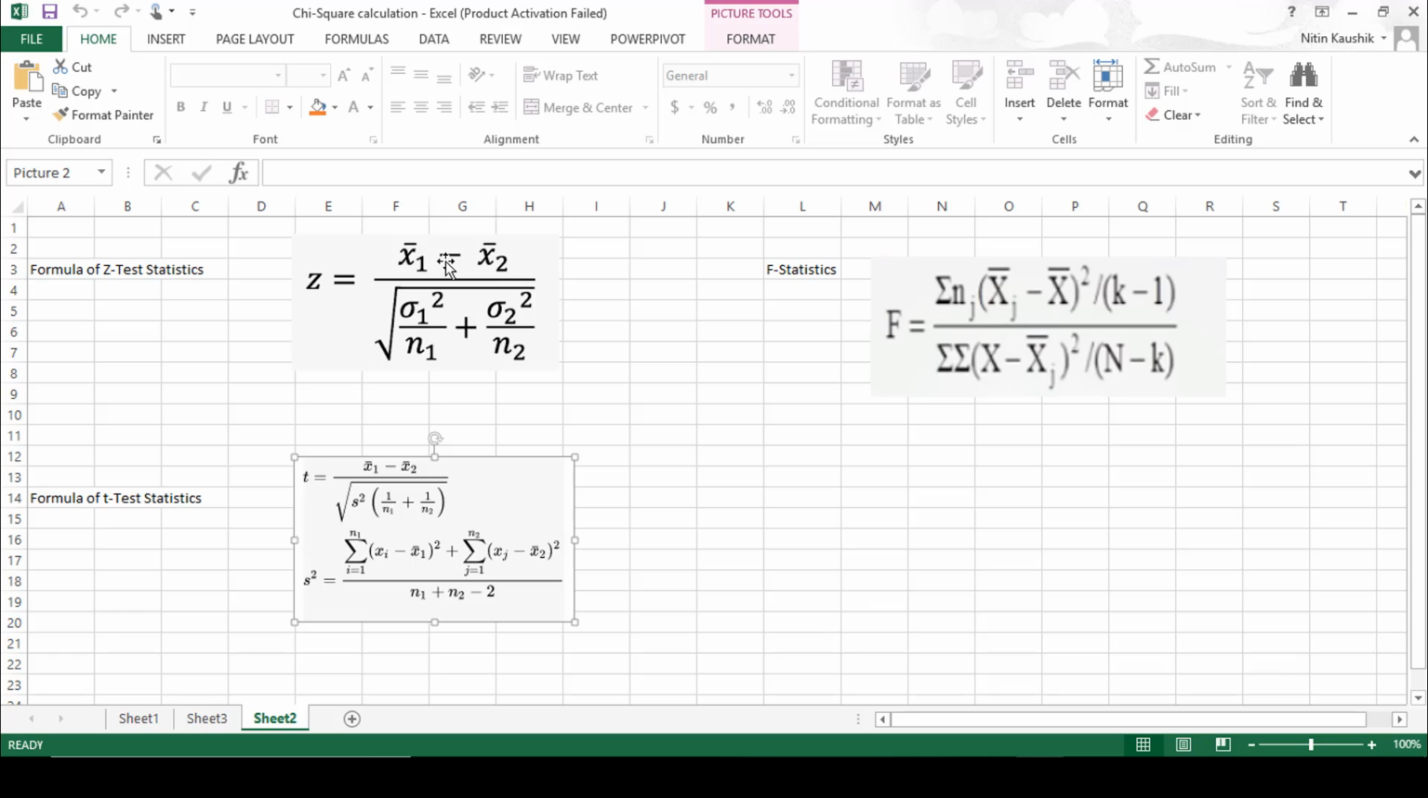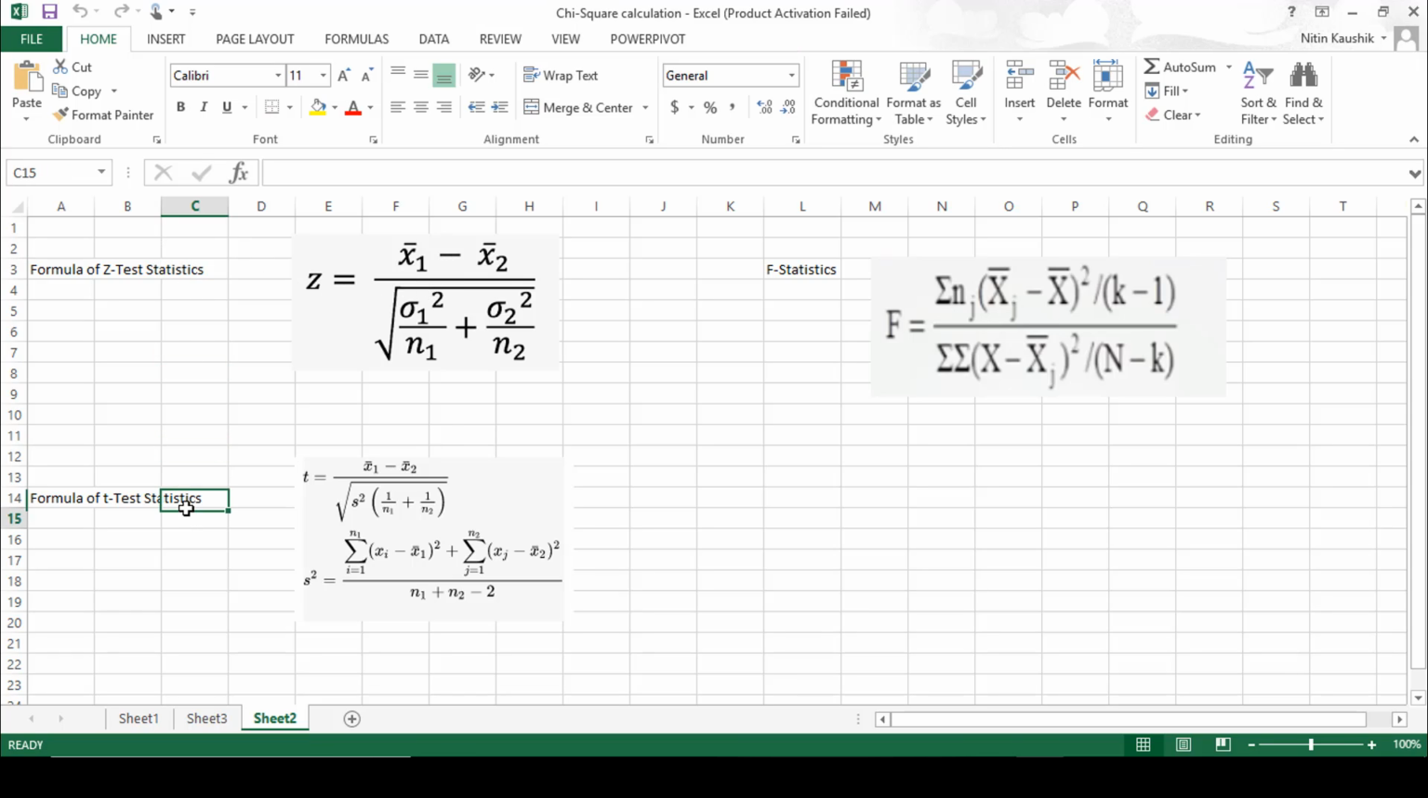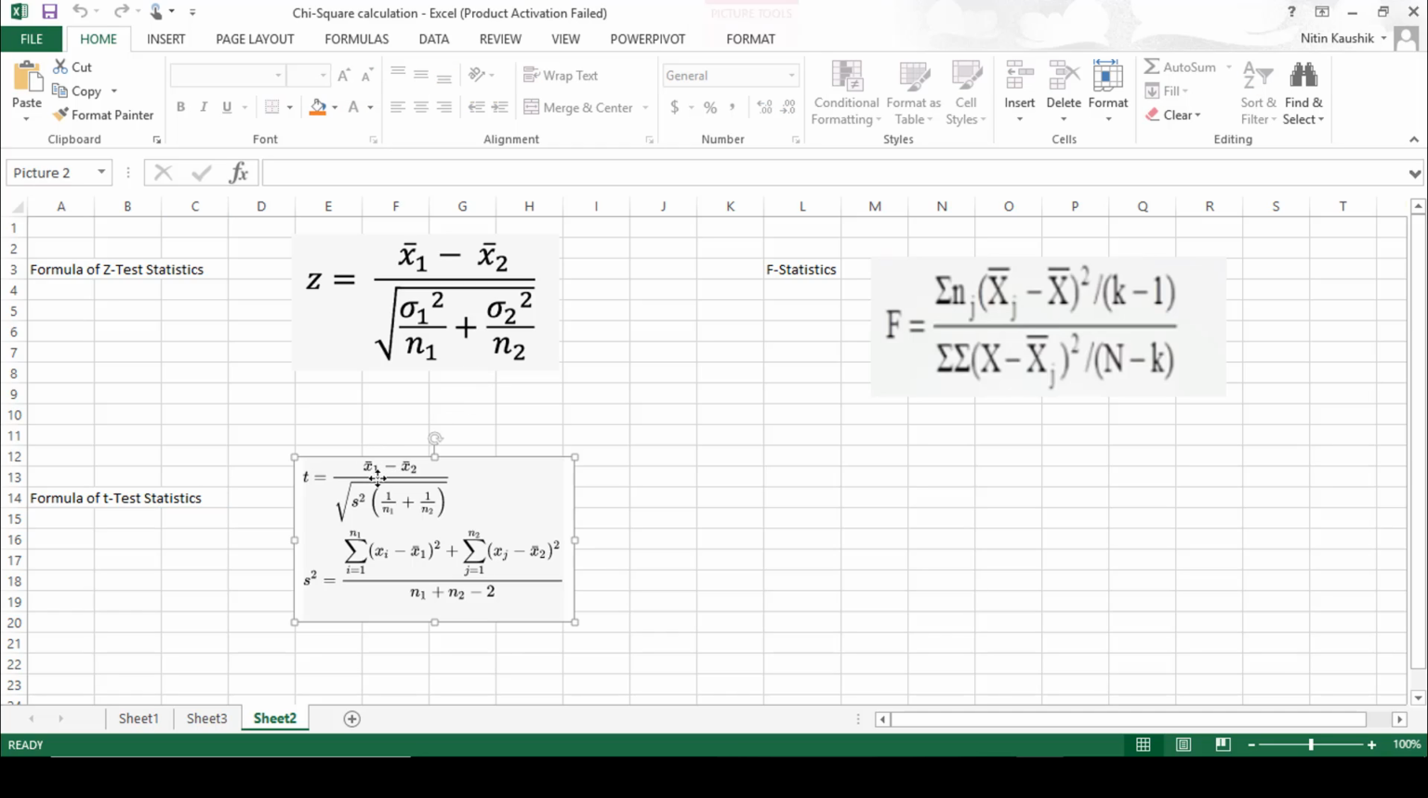Now talking about the difference between z-test and t-test, the only difference is that we use the t-test in case the number of observations, that is n1 and n2, is less than 30. Less than 30 means 30 observations or records, you can say. So the equation in case of t-test is given here, right?